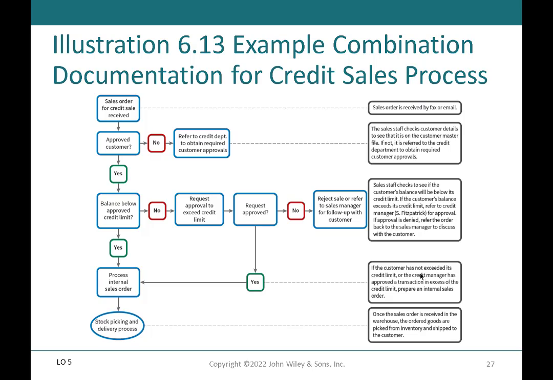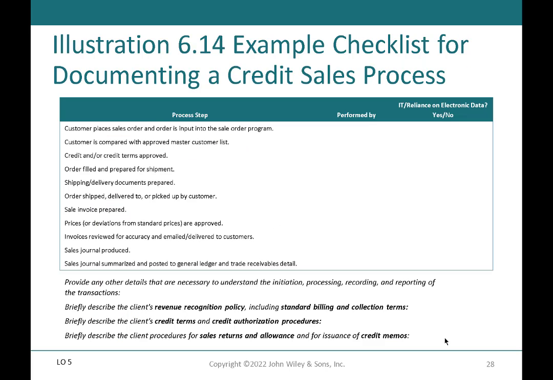Now, we can see here, you could actually have a combination of the two approaches. So this is basically just taking the last two examples and combining them together. On the left-hand side, we just reproduce the flowchart for the sales process. And next to it, we have little dotted lines that show the narrative that's associated with each part of the process. And the last form of documentation is the checklist.